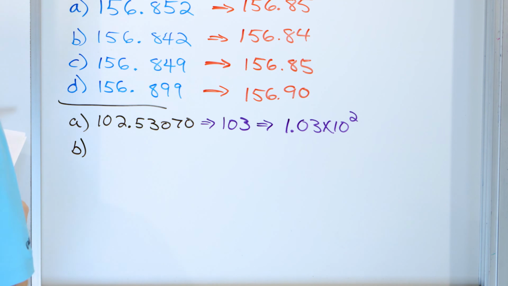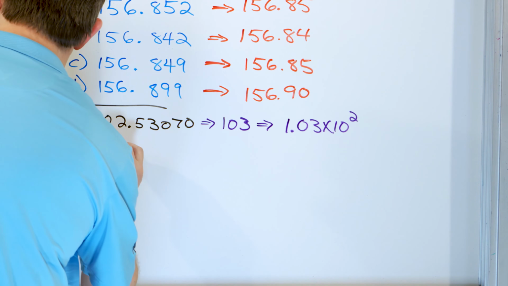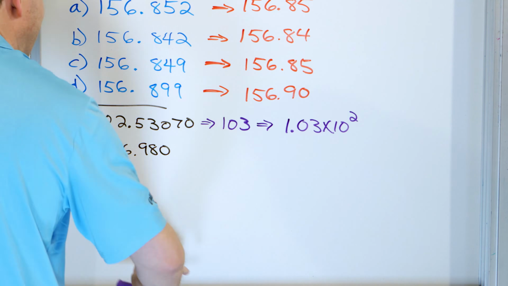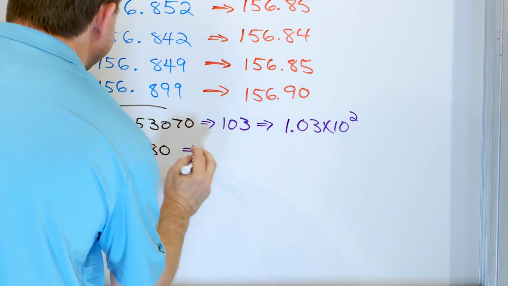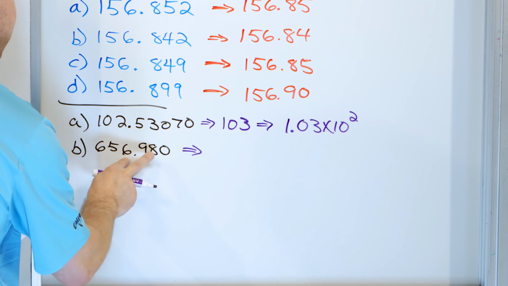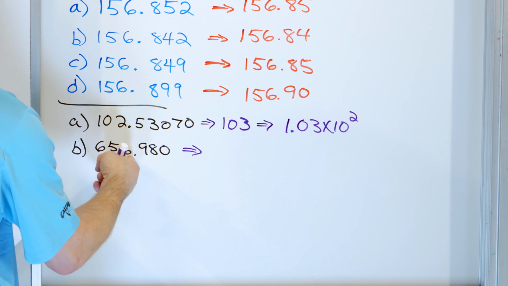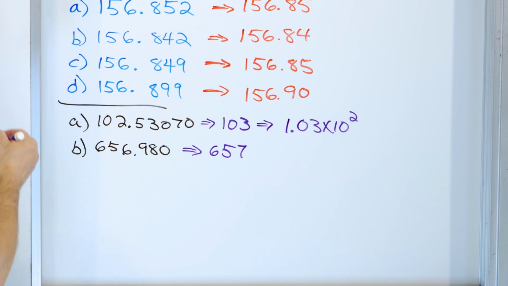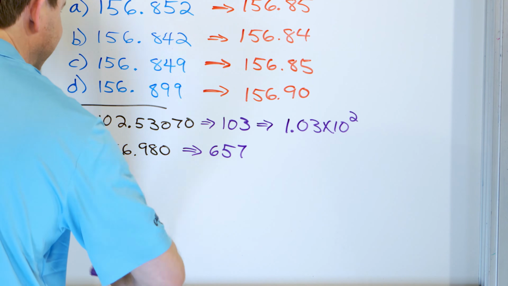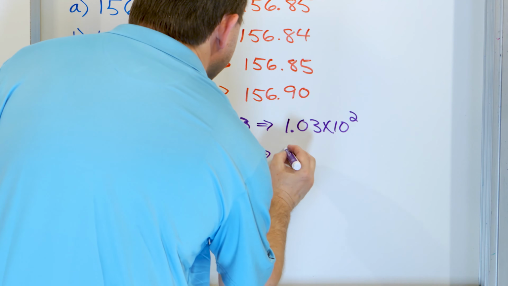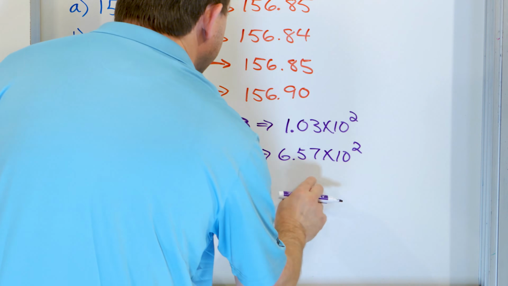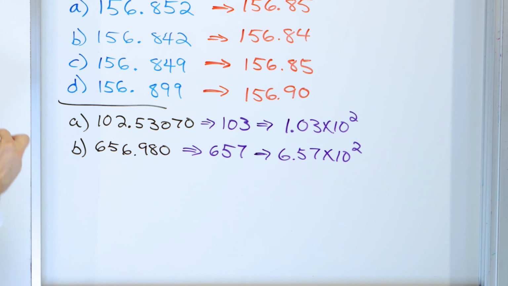Right, next problem, same exact direction, 656.980. Want to round it to 3 significant figures first. This would be right here. The next one over is a 9, so that kicks it up to a 7 right here. 657. That's 3 significant figures. How do we write that in scientific notation? 6.57. We just put the decimal there, and then 10 to the 2 kicks it over to the right. 6.57 times 10 to the 2.